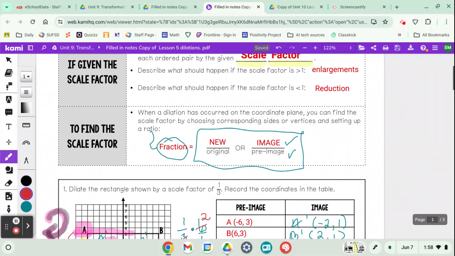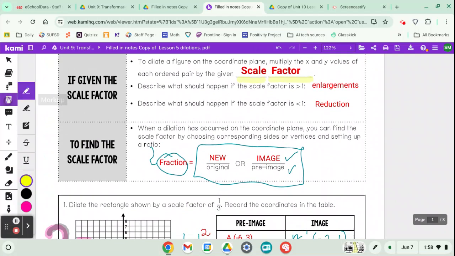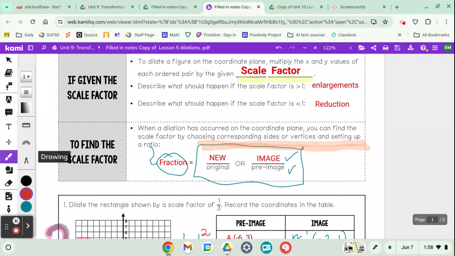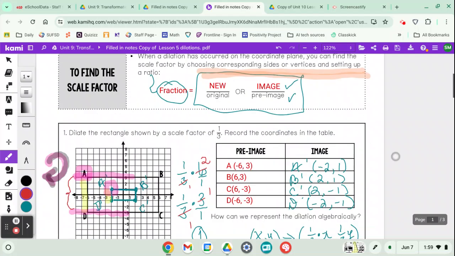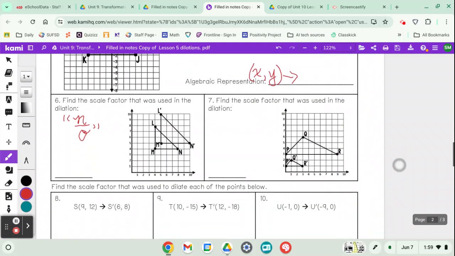As I scroll back to the beginning of the notes page, if we highlight the key information, corresponding sides and corresponding vertices, they are in the ratio of new over old. So we are going to be using our corresponding sides on the pictures that are given in question 6. You get to do question 7 all by your lonesome.